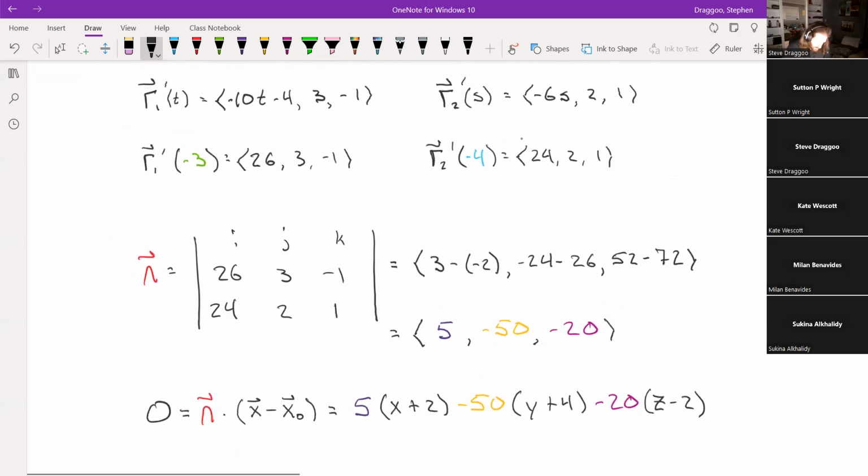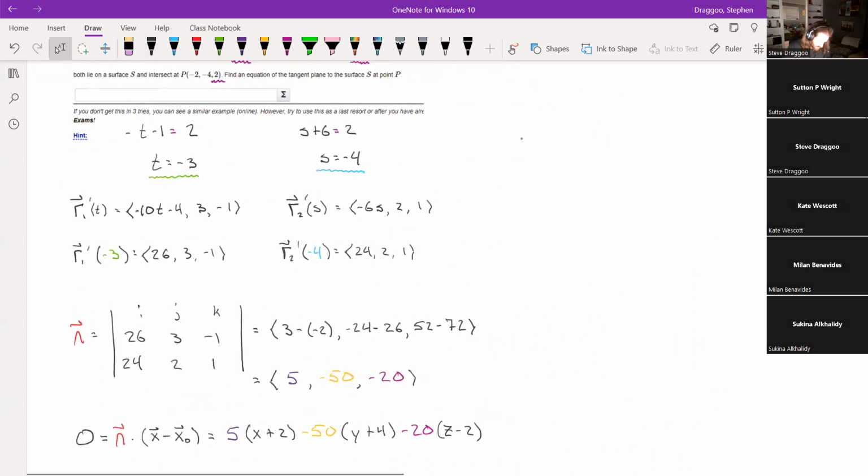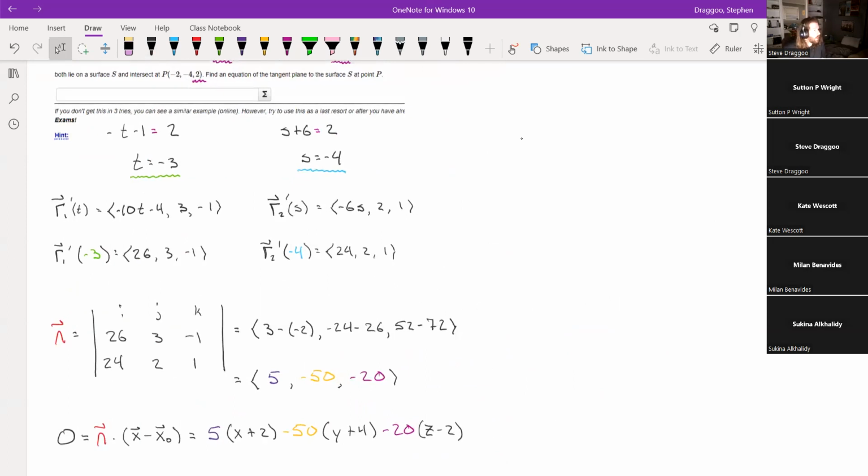So to zoom back out for a second, it's probably been a while. We looked at the problem itself. Yeah, that point that we wanted to be tangent to was at negative 2, negative 4, 2. So that had to get plugged in right here.